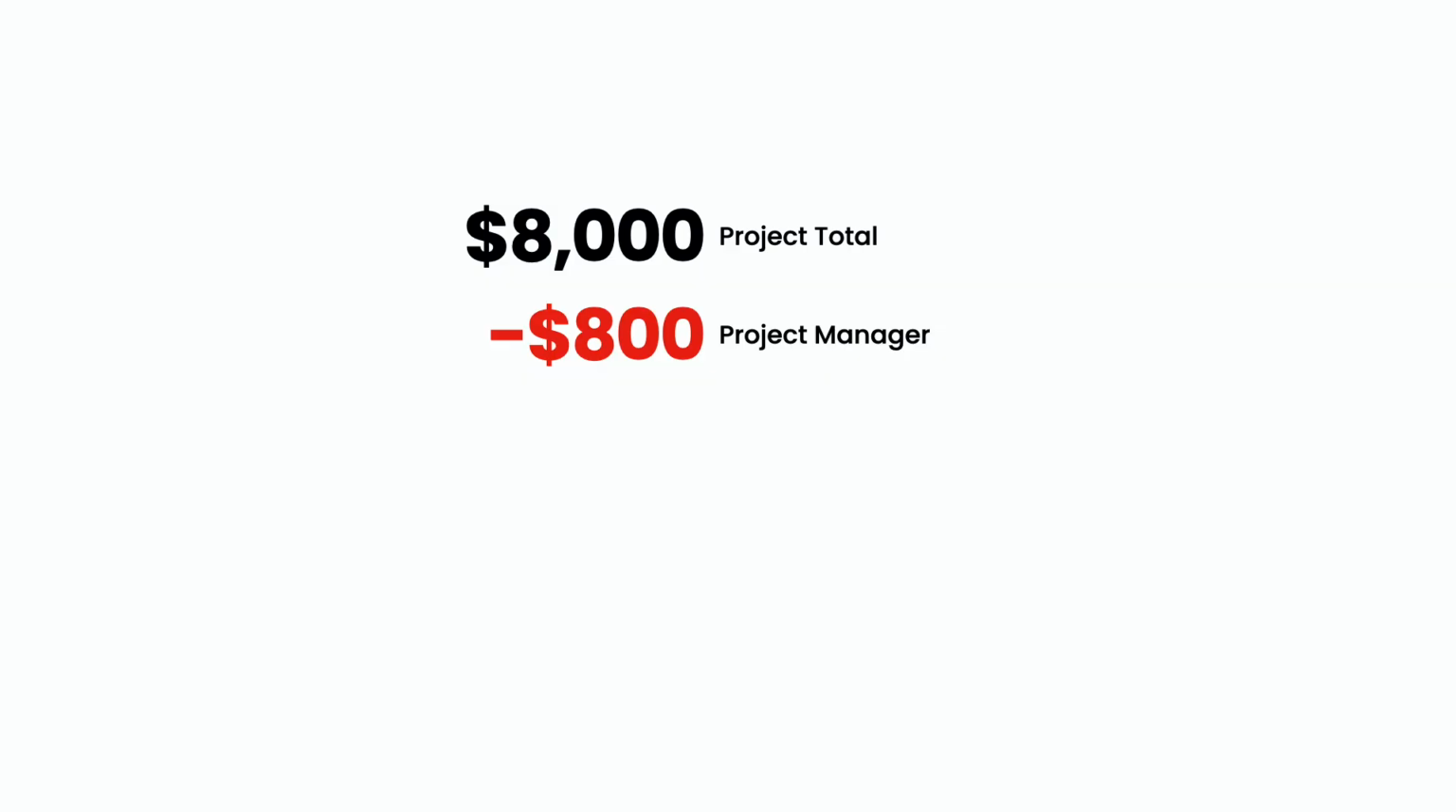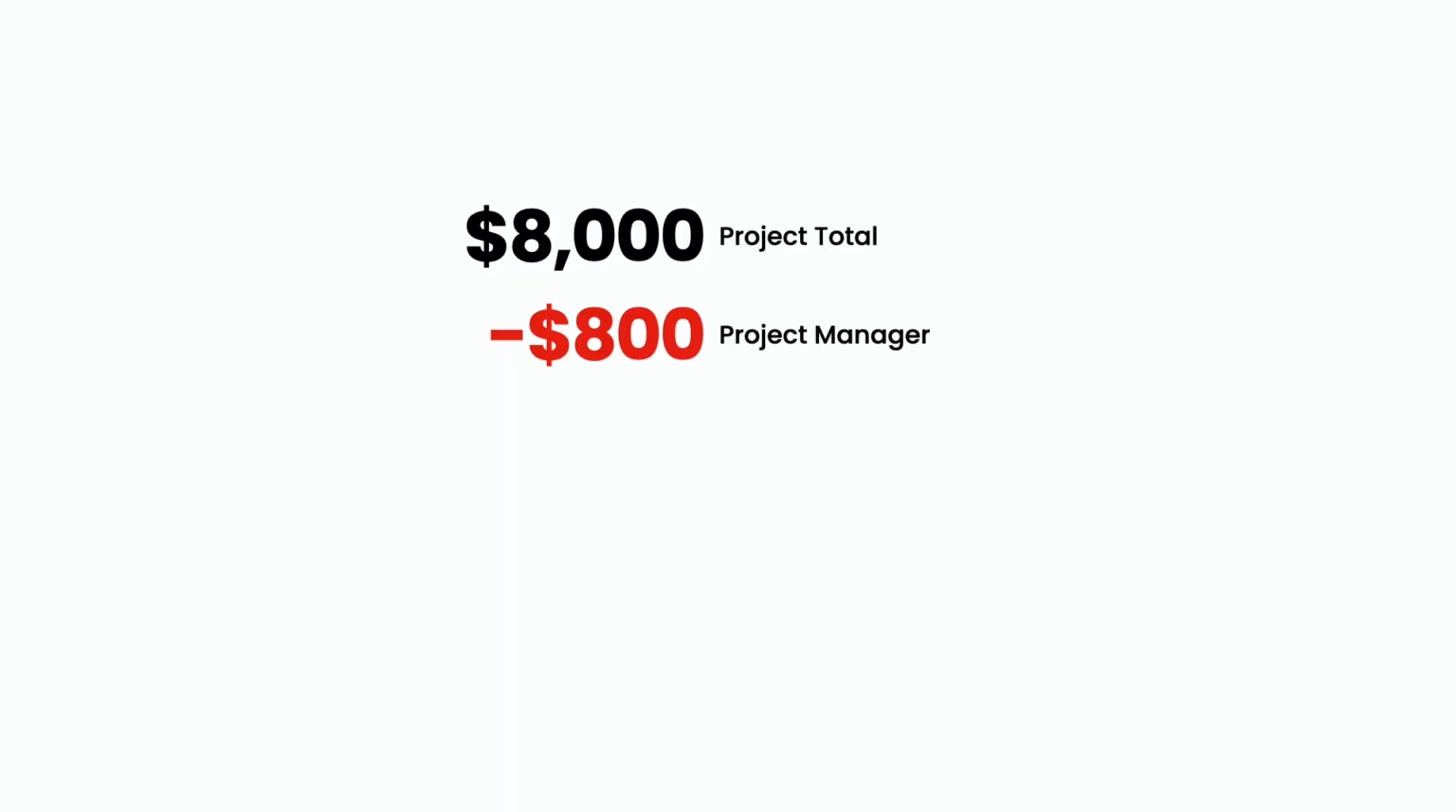Let's just say I have to pay that project manager $800 for this project. Now keep in mind, this is a project manager that's working on multiple different projects, but for just this one, let's say $800. And then I've got a designer and/or a developer, maybe someone that does both, and I'm going to pay them probably anywhere between $2,000 and $3,000 to complete this $8,000 website.